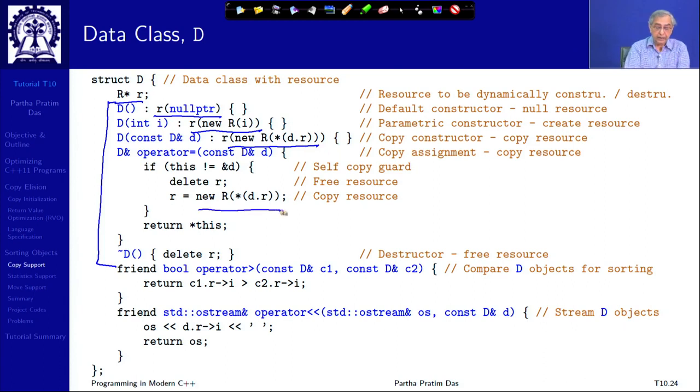This is exactly what happens in the copy assignment operator. Delete will have to release this resource. So, the standard scenario, and then we have a friend operator outstream function to help our understanding of what is going on, and I have provided a operator greater than comparison operator of two D objects, so that I can do sorting based on that, right.